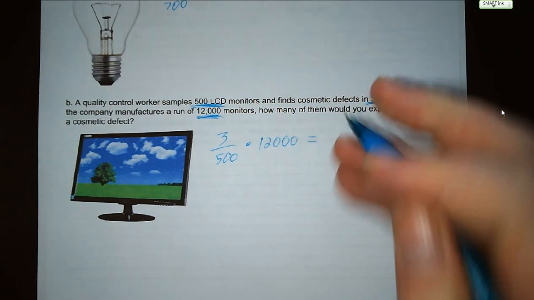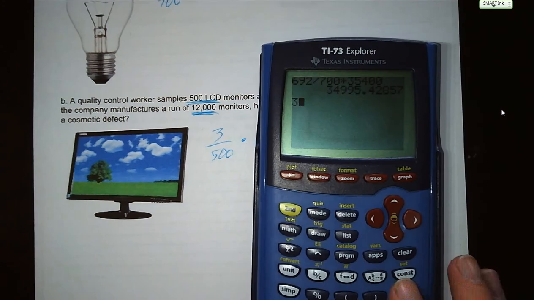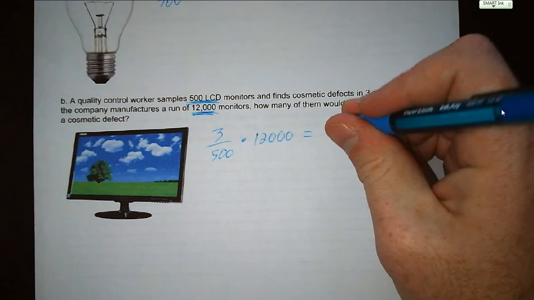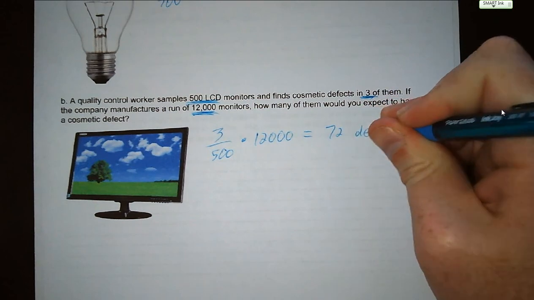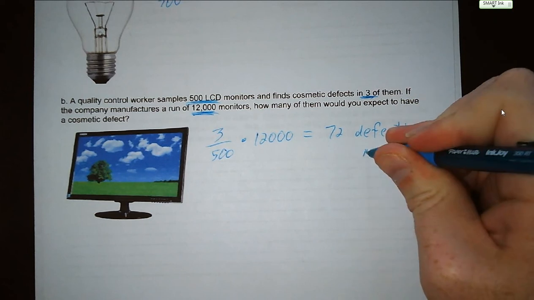All right, now 3 divided by 500 times 12,000 is 72. So we would expect to have 72 defective monitors.